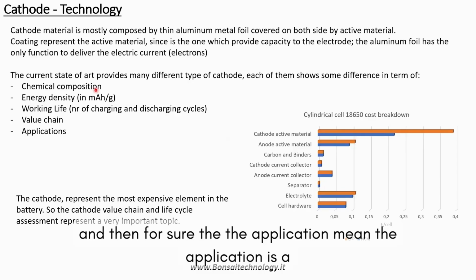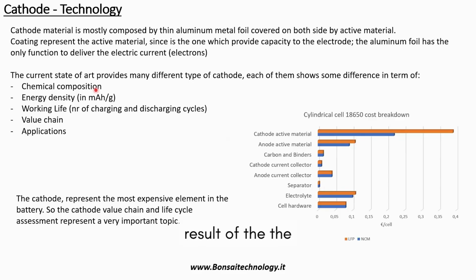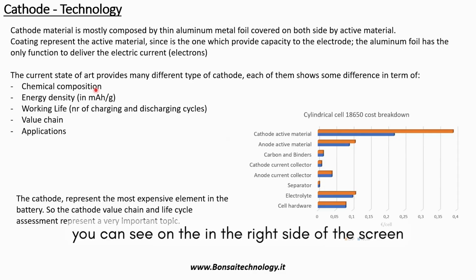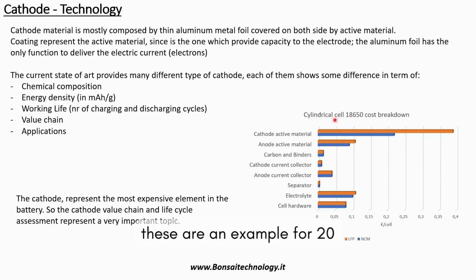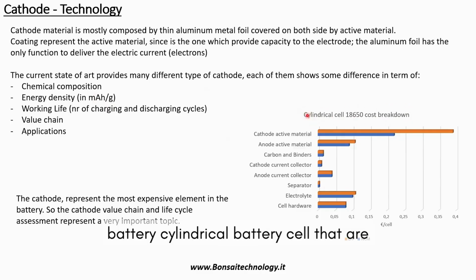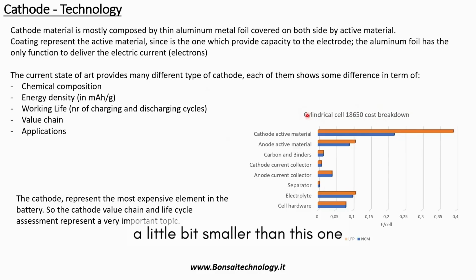And then for sure, the application. The application is a result of the KPIs mentioned above. As you can see on the right side of the screen, this is an example for an 18650 battery, a cylindrical battery cell that is a little bit smaller than this one. The cathode active material is the most expensive component inside the cell, and this is true for LFP, but even for NMC.